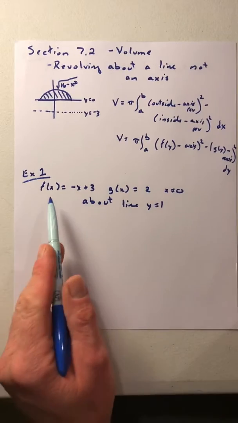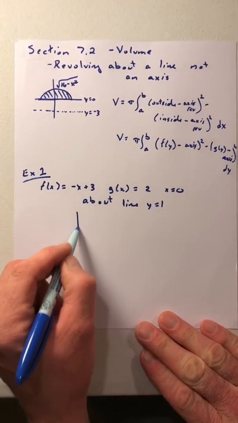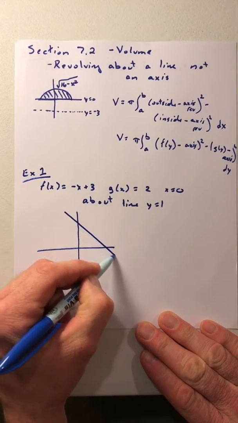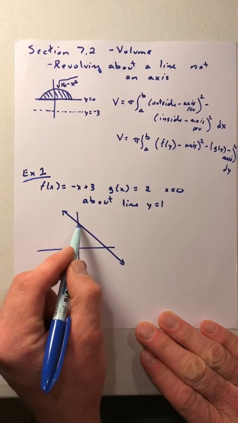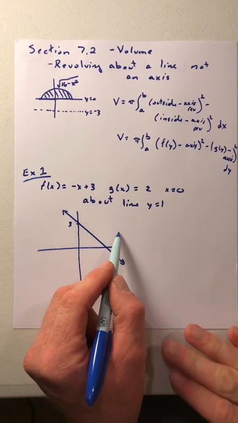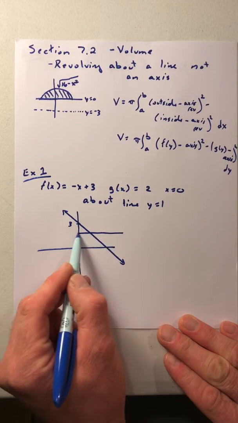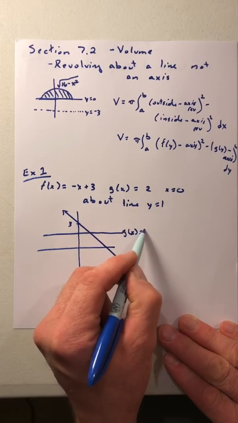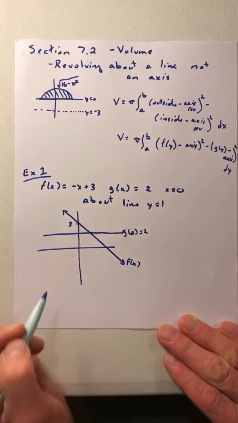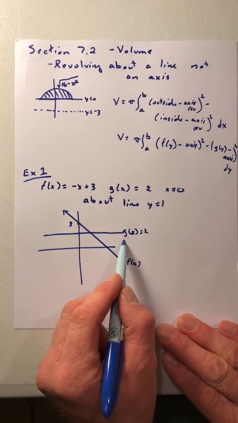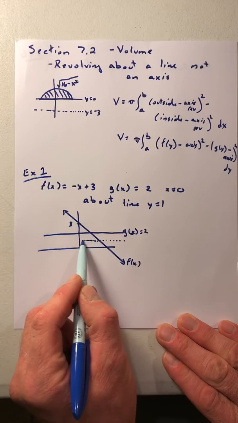So in example 1, let's go ahead and look at a function, x squared plus 3. So that function is going to come in here, a nice diagonal. It's going to go through the point here, 3. G of x equals 2, so that's going to be a horizontal line through here. I'm going to go ahead and label those so I can know what I'm working with. I'm going to revolve it around the line y equals 1.